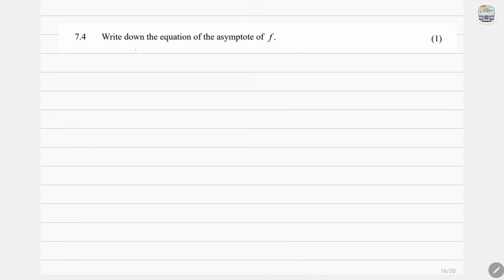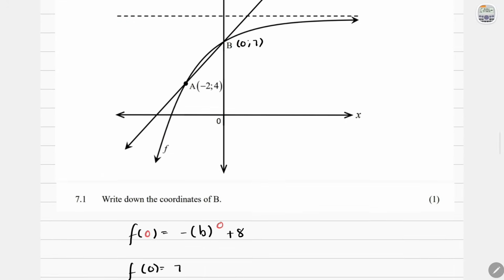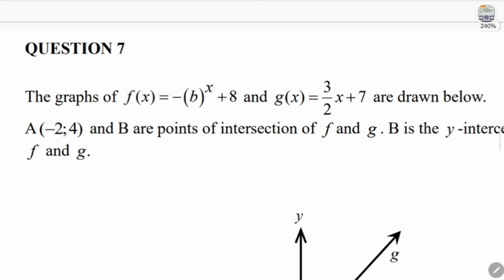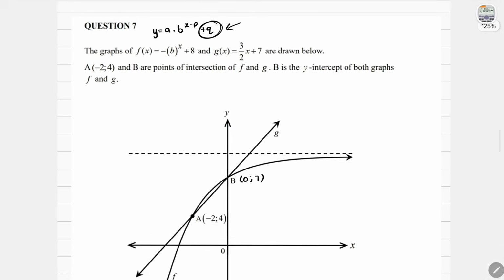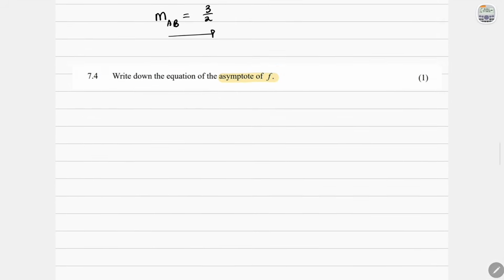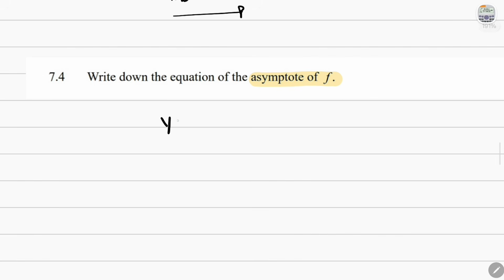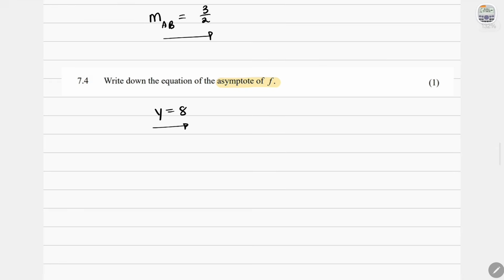Then question 7.4 says, write down the equation of the asymptote of f, so of our exponential function. So there's our exponential function. You can see the asymptote is always that value that was added or subtracted. Okay, we can say added. It's an exponential function, so it's in the form of a multiplied by b raised to the power of x minus p plus q. And so plus q, that would be your horizontal asymptote. So we can see that it is 8. And it's a horizontal line, so it starts with y is equal to. So y is equal to 8. And that is our answer. Moving on to the next question.